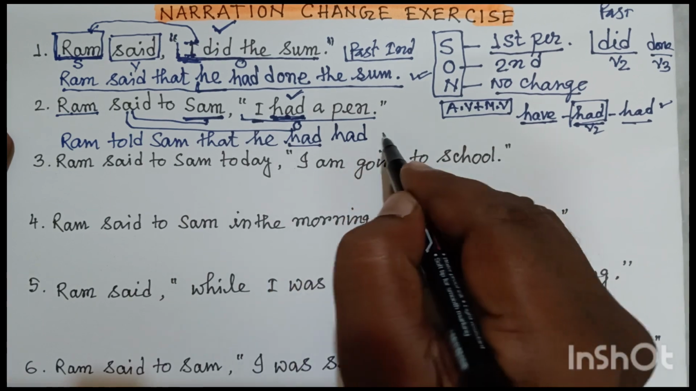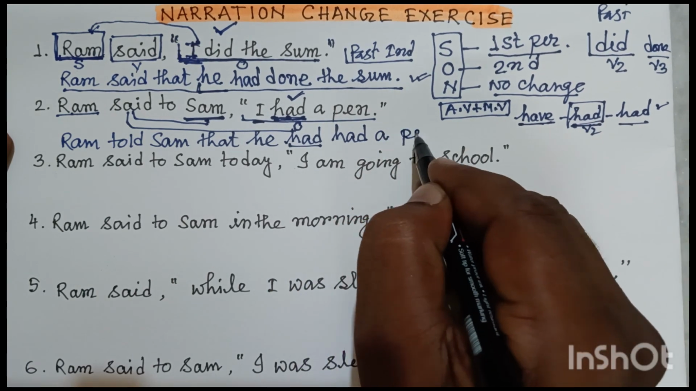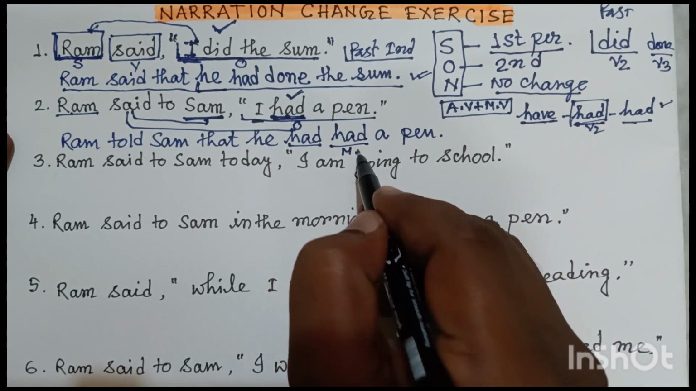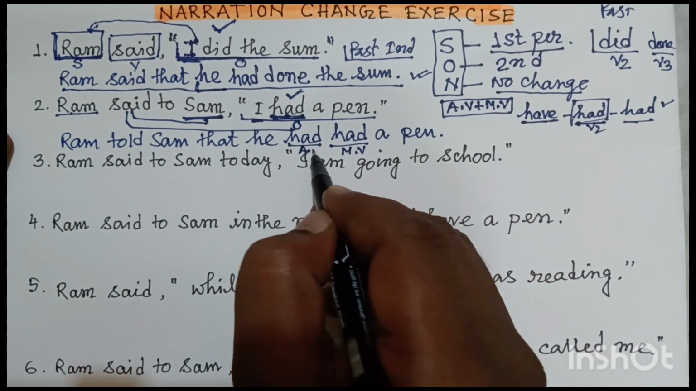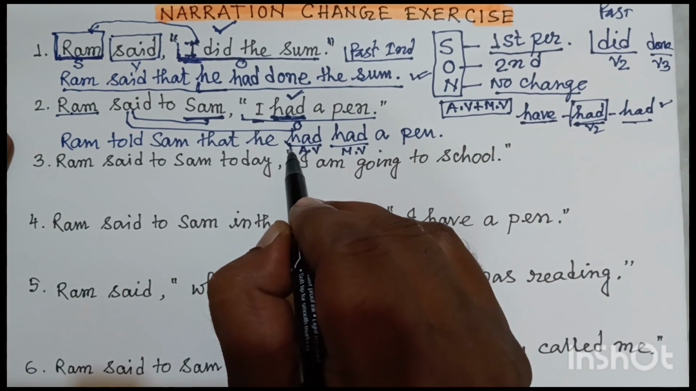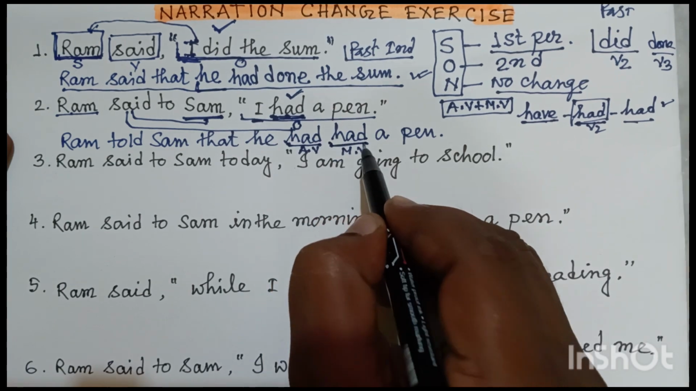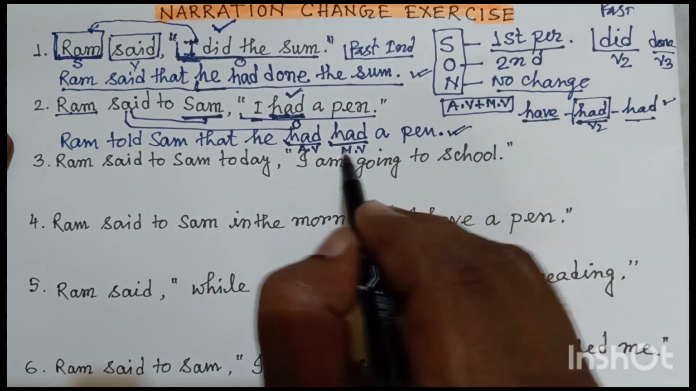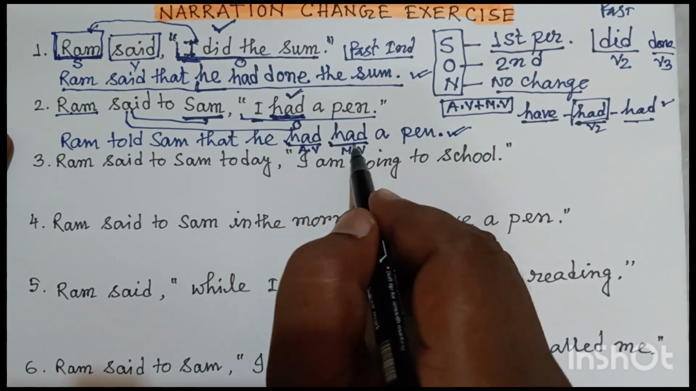So we have to write down, "had a pen." Friends, don't be confused. This is the main verb and this is the auxiliary verb. If you think that there are two "had," so it's a mistake. Don't think so. This is the correct answer. We have to write down, "he had a pen."